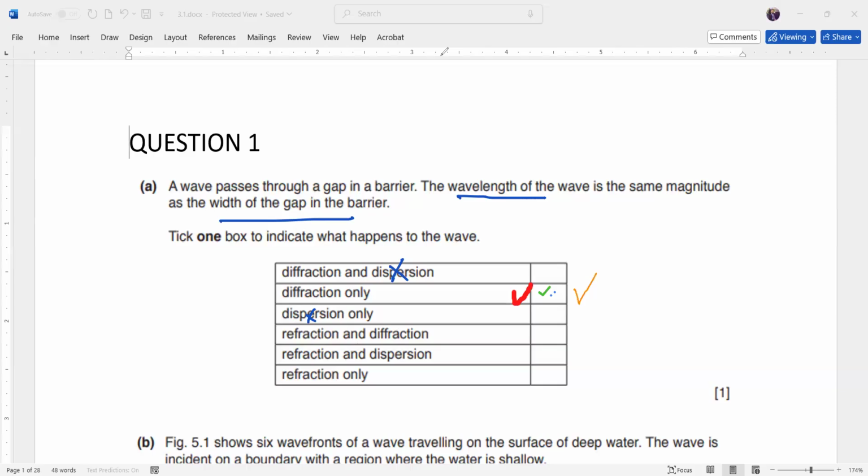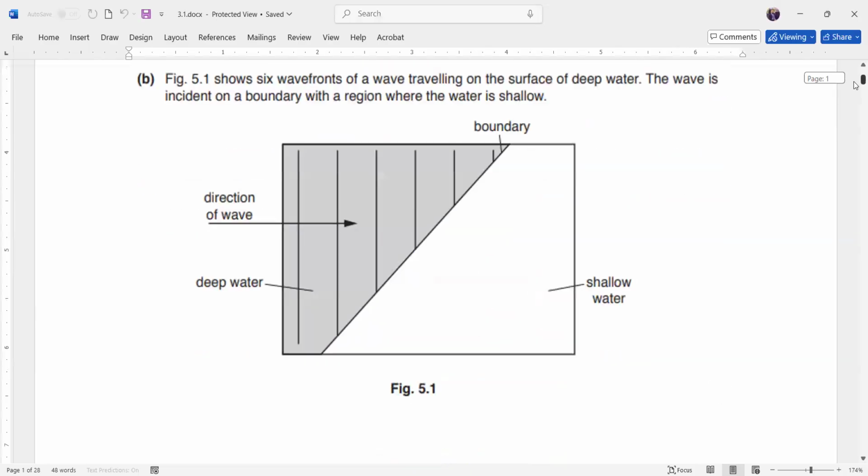So is refraction or diffraction the same? No. Diffraction is when the wave passes through a gap or near edges, and refraction is when the medium changes. For example, wave speed changes because of a change in medium. Yeah, shallow, deep, or a light wave traveling. Okay, this one.